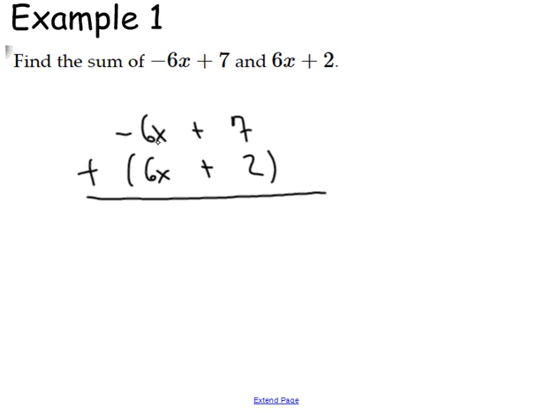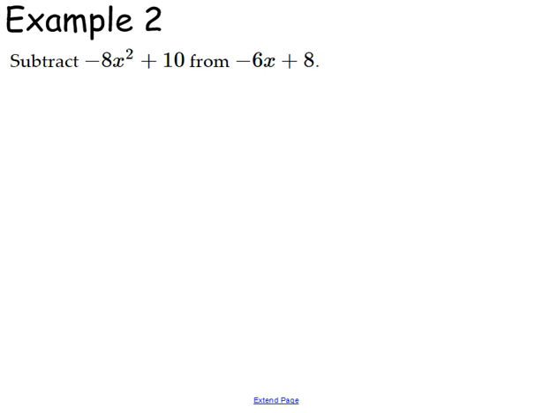So let's add. Negative 6x plus 6x. They're going to cancel out. 7 plus positive 2. That's 9. So my final answer is 9. Seems simple enough. Let's try another example.